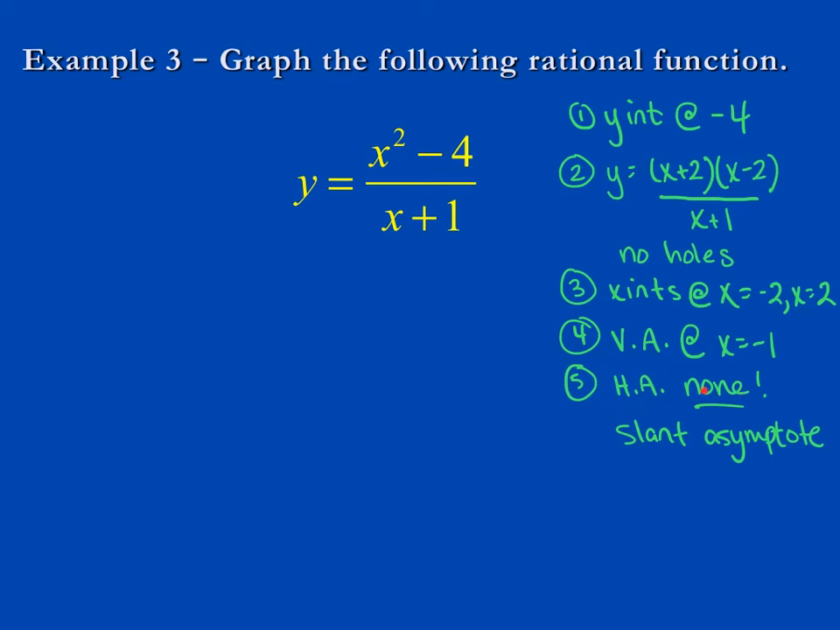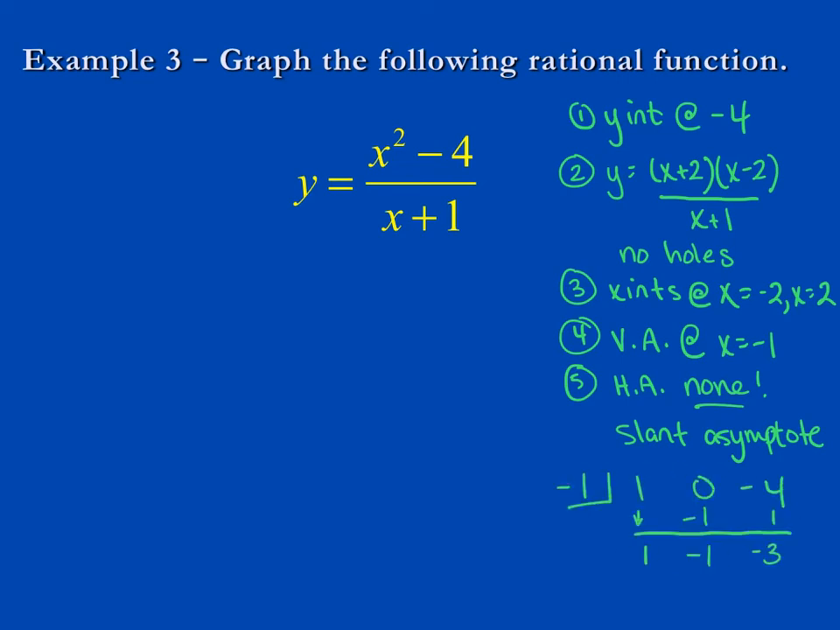There is no horizontal asymptote because the highest powered term is in the numerator, which means when I reduce these, I'm left with an x in the numerator, which means there is no horizontal asymptote. In fact, there's going to be a slant asymptote. As we discussed in class, this means I'm going to need to use either synthetic or long division to figure out the equation for my slant asymptote. I'm going to choose synthetic division.